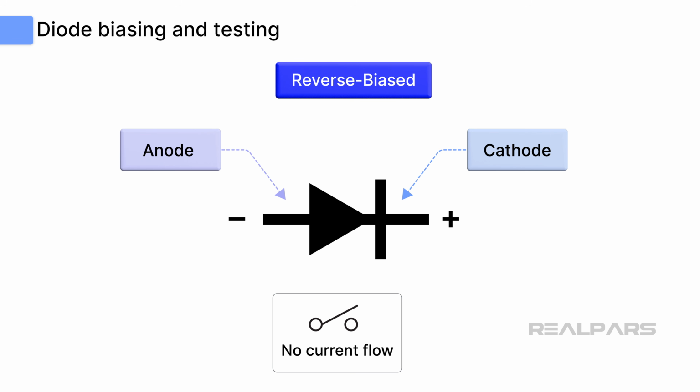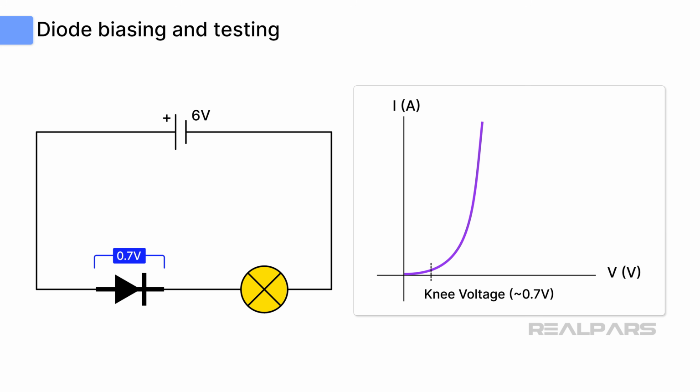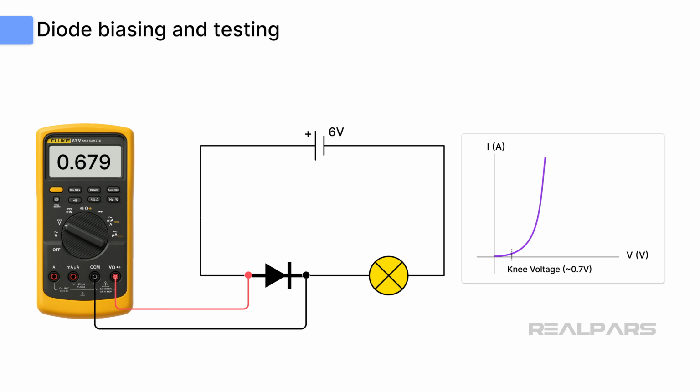Here's a quick tip. A functioning forward-biased silicon diode in a live circuit will have approximately 0.7 volts dropped across it. This voltage is referred to as the knee, or barrier voltage. We'll discuss this voltage a bit later in the video. You can easily measure this knee voltage with your DMM set to DC volts to confirm whether the diode is working.